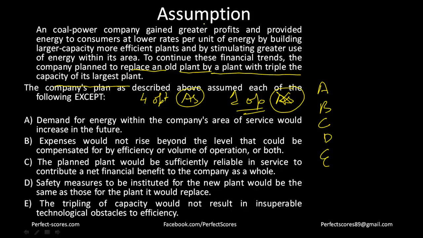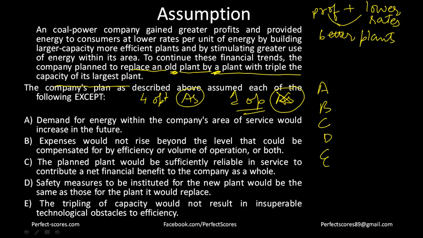The coal power company gained profits and provided energy to consumers at lower rates. So basically we have profits plus lower rates of energy by building larger capacity, more efficient plants. And how was this possible? By better plants, better in capacity, better in efficiency, and stimulating greater use of energy in its area. To continue the trends, the company planned to replace an old plant by a plant with triple the capacity of its largest plant. So basically there is a plan that we can see here.